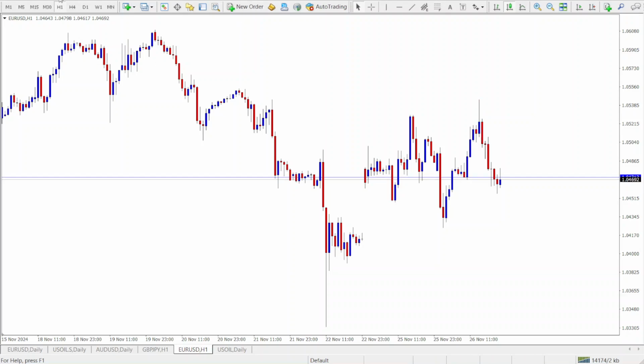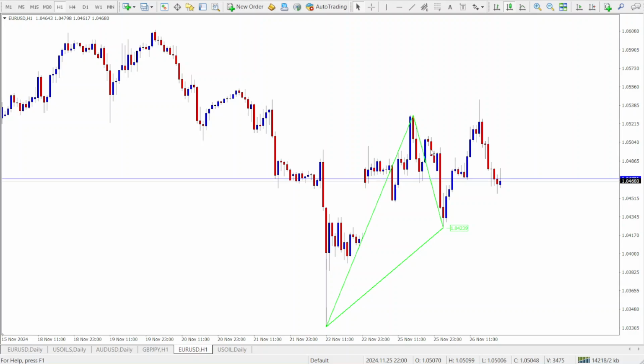I'm just going to be adding the indicator again. Okay. So as we can see, we had a breakout around here, right? And then the price retested the support.